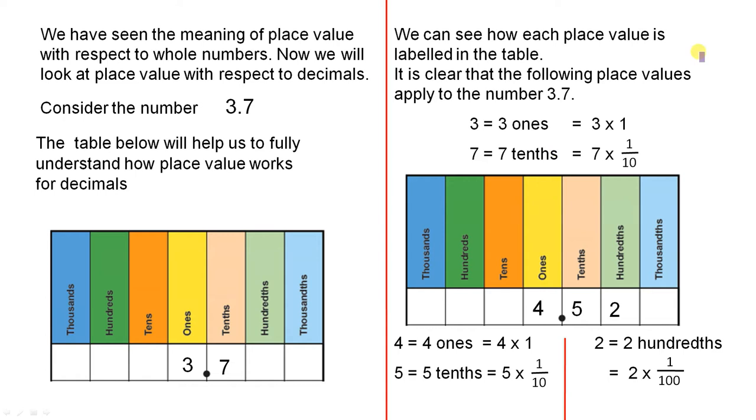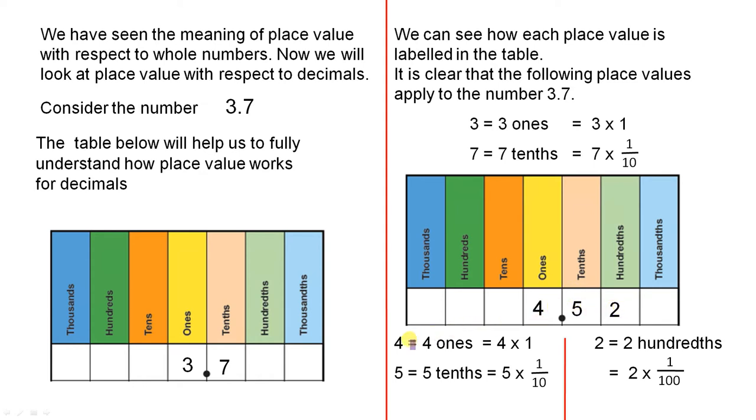We can see how each place value is labelled in the table. We just looked at that there. It is clear that the following place values apply to the number 3.7. 3 equals 3 ones, which equals 3 times 1. That's what this means. It is in the ones column, so it's 3 ones, which means 3 times 1. The 7 is in the tenths column. So 7 has the value of 7/10, and that actually means 7 times 1/10.